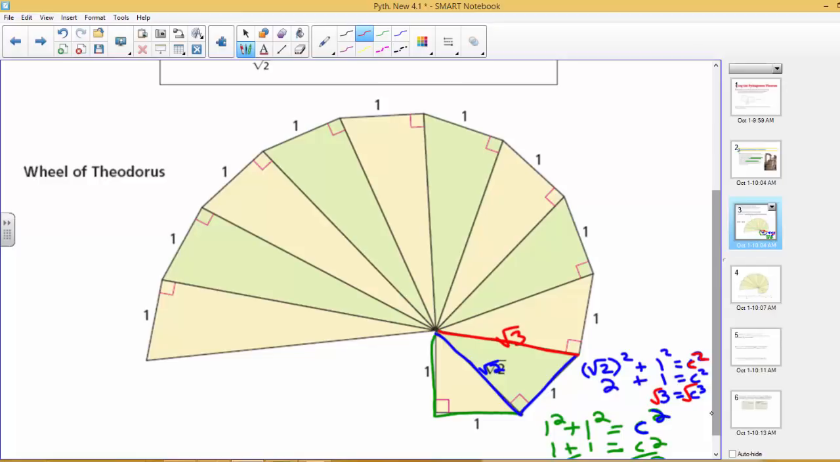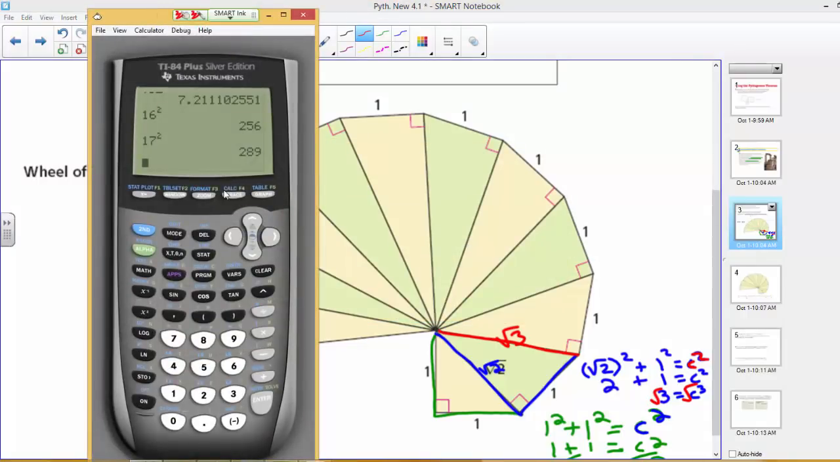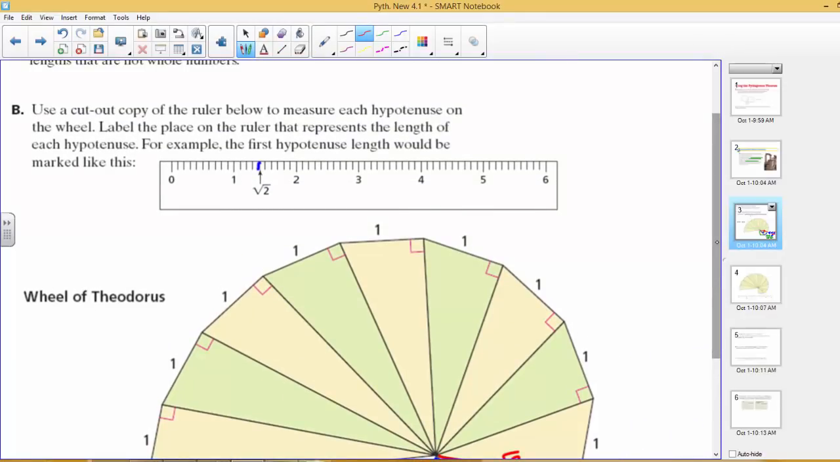And the square root of 3 in your calculator, if you don't know, you can get your calculator out. I think it's 1.7 something. .732. So if you come down to the bottom, that's square root of 3.